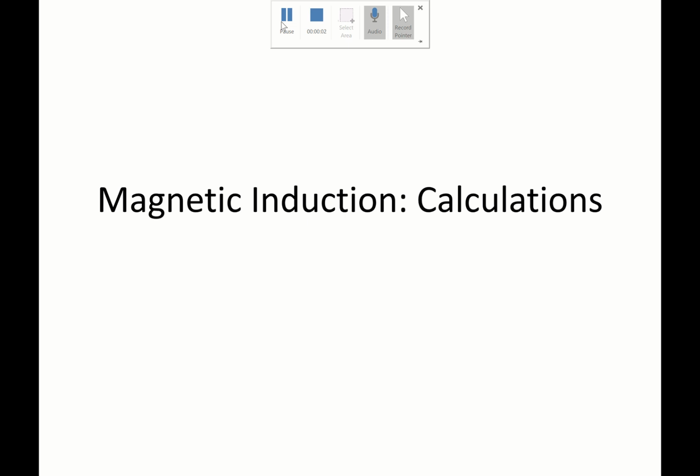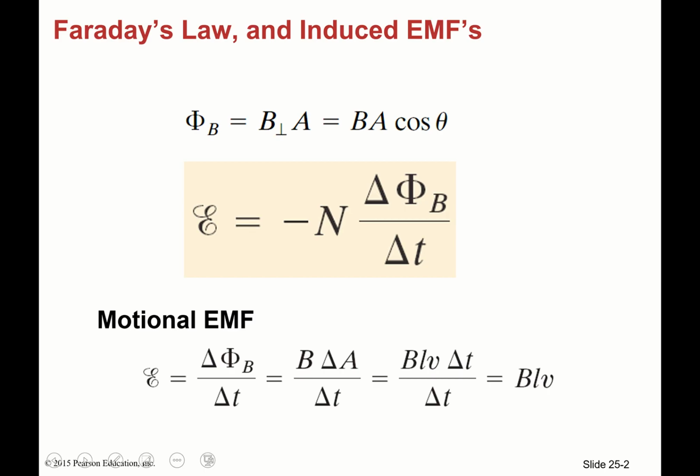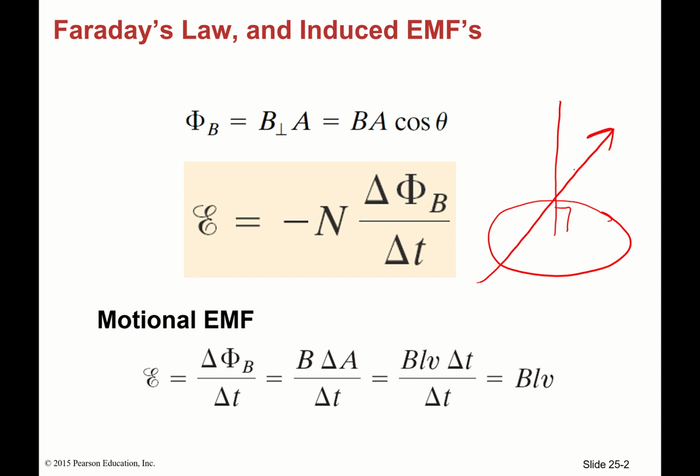Okay, let's do some quick calculations involving magnetic induction. So what we know is that Faraday's law tells us that the induced EMF is proportional to the rate of change in magnetic flux, where magnetic flux is given by the field times the area of the loop times the cosine of the angle between the normal to the loop and the magnetic field lines.